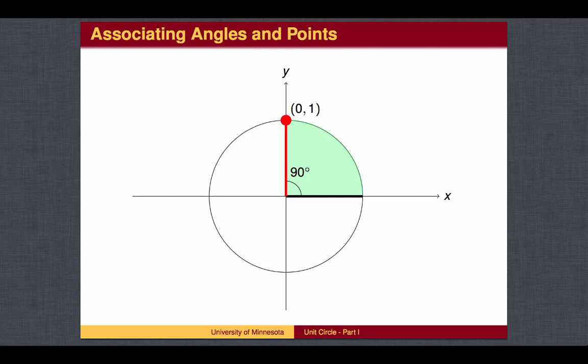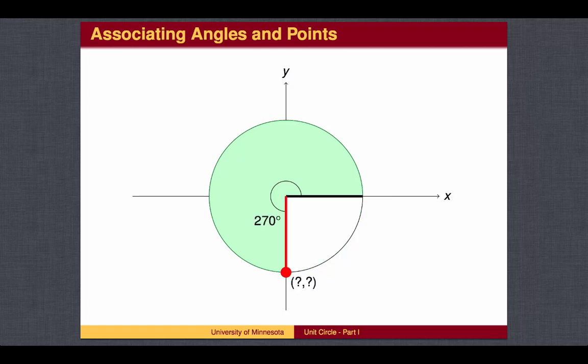Returning to our function, let's take, for example, the angle 90 degrees, which will have its variable red side pointed straight up the y-axis. This angle is associated with the point 0, 1. Our function has an input angle of 90 degrees and has as its output the ordered pair 0, 1. The straight angle of 180 degrees will be associated with the point negative 1, 0. So our function has an input angle of 180 degrees and an output ordered pair of negative 1, 0. If the input is the angle 360 degrees, the output is 1, 0.